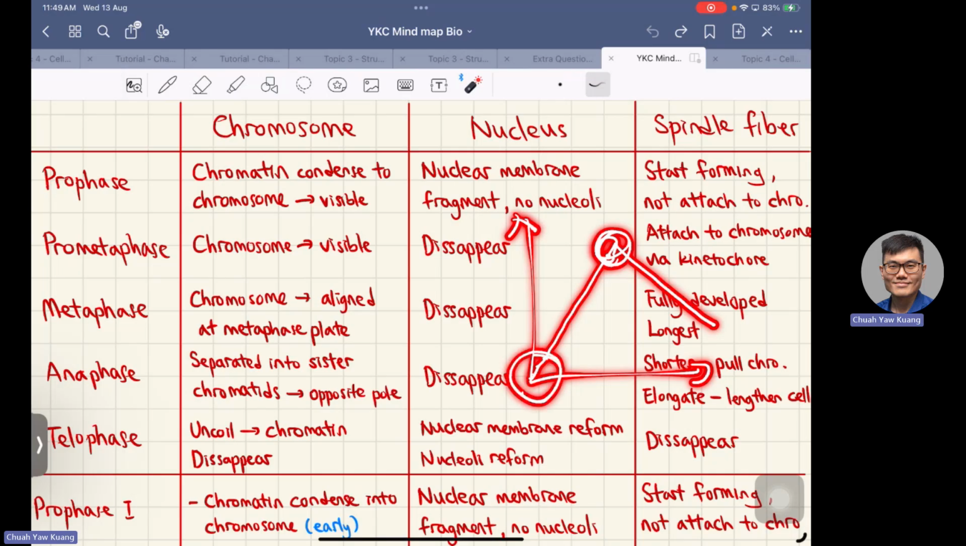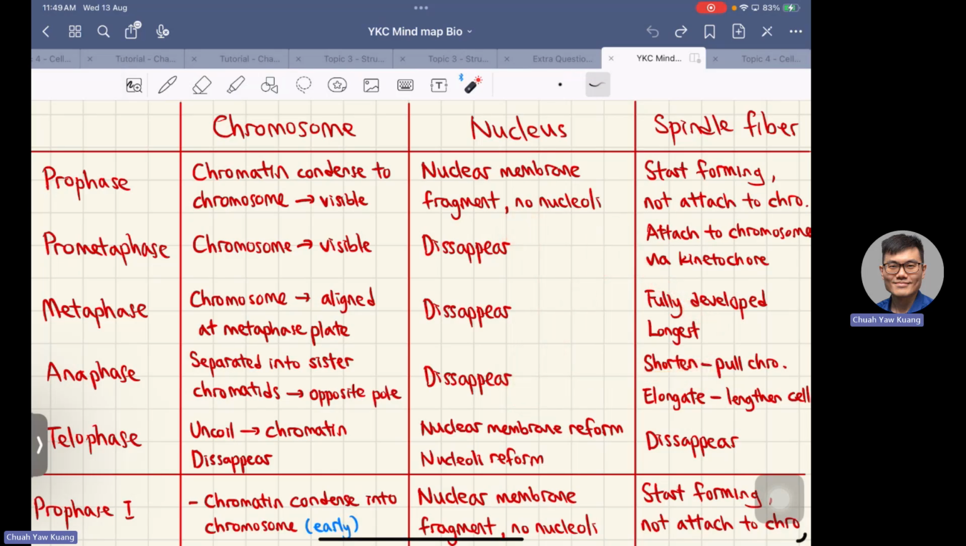Then how about this point? Why does it start from 0? Sometimes they will ask whether the graph should start from 0 or not. The answer is yes, the graph should start from 0, because during interphase, spindle fiber is not formed. This is what brings the question up to a higher order, level 4 question. So spindle fiber behavior is important also.